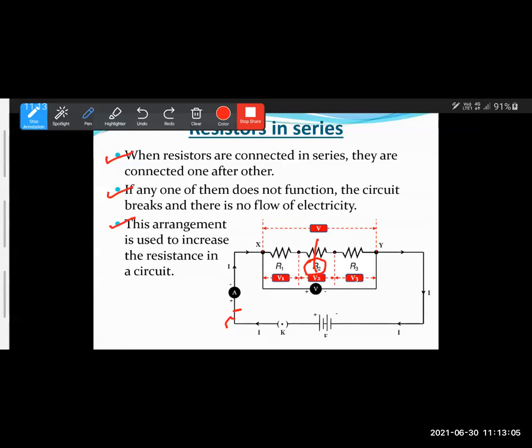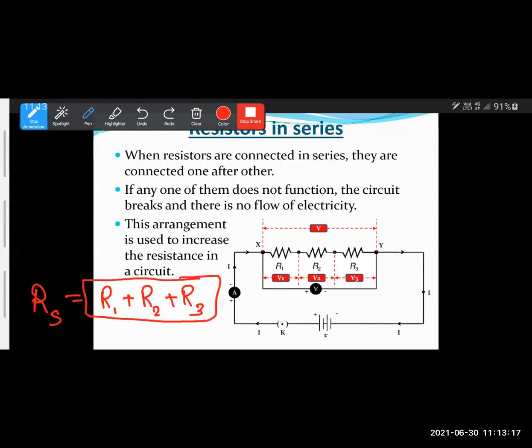अगर हमने formula लिखा हमारे series combination, if you write the formula, RS equals to R1 plus R2 plus R3, right? So that means because the total resistance is a sum, that means what? The overall resistance RS will be higher, right? So means if you want to increase the resistance in any circuit, what is the most simple thing that you can do? Just connect the resistors in a series combination.